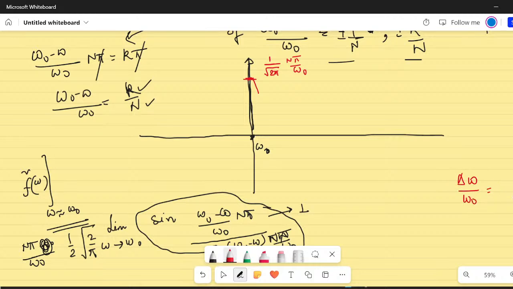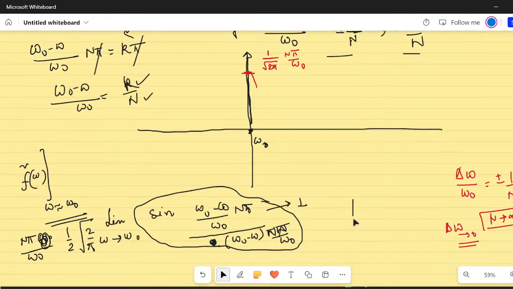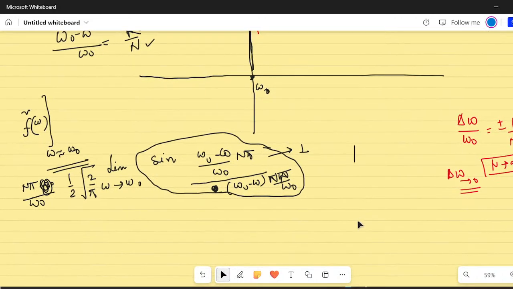Okay, so what will happen as n grows larger? The width, that is delta omega, that is omega naught minus omega, would start decreasing. Okay, this is one thing that you should remember. Second thing, you will see that if you try to trace the graph of the function, what will happen? So I'm writing it here. Just give me a minute. I'll write it at some place so that you're able to understand what I want to convey.